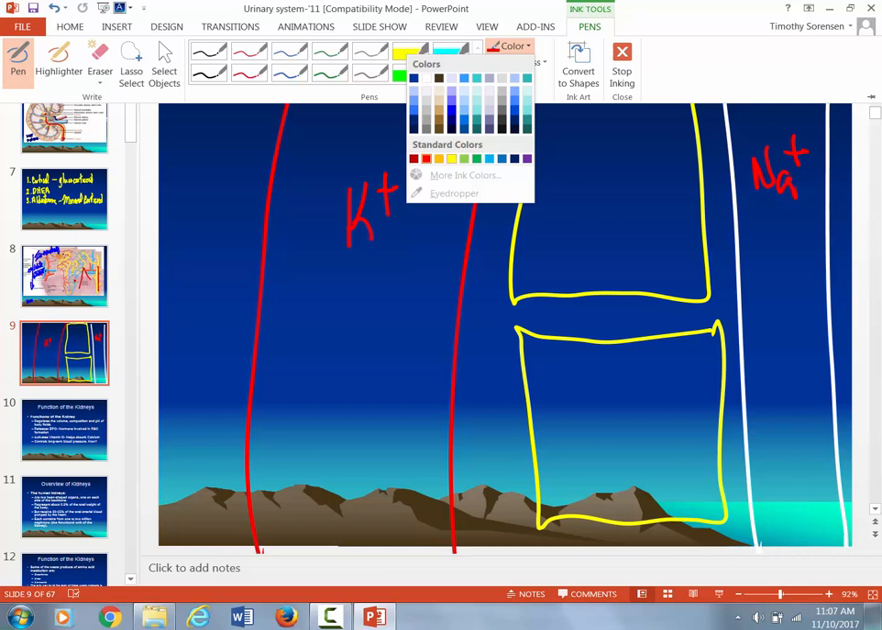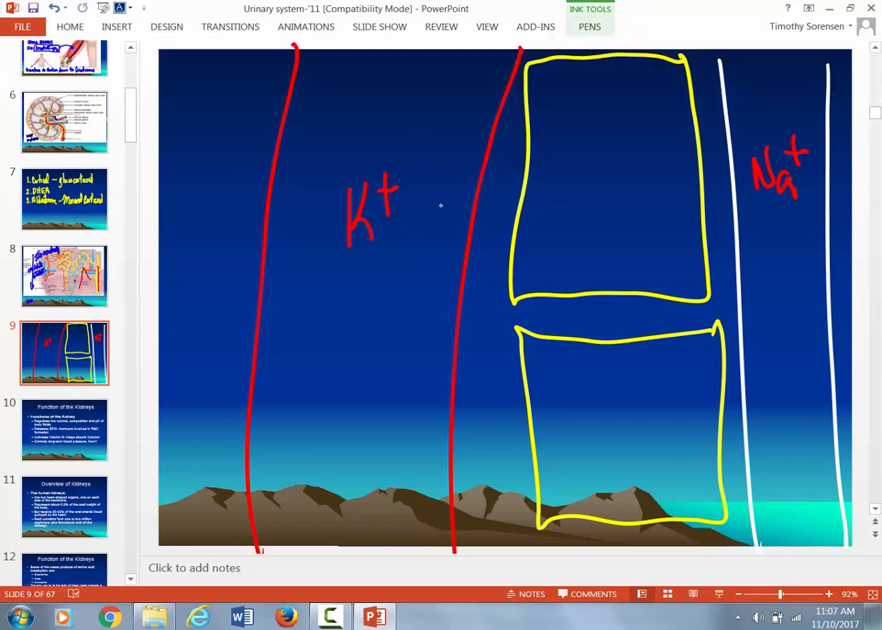Embedded in the cell membrane of the cells that make up the distal convoluted tubules is a pump. Anybody know what that pump is? Yep, the sodium-potassium pump. Are you following me? Now watch.